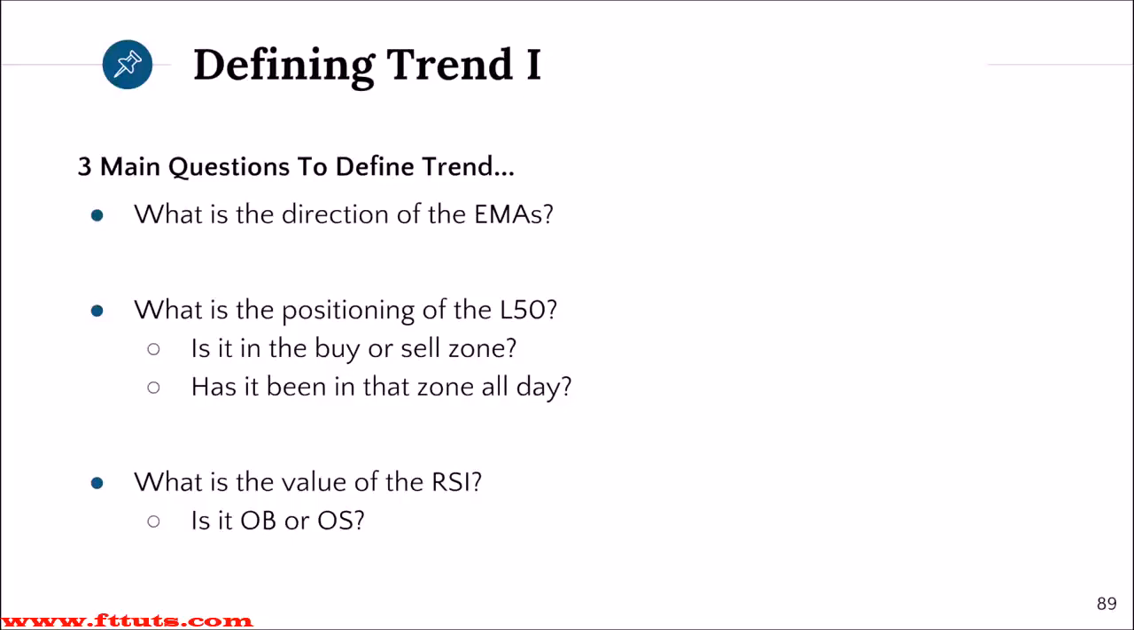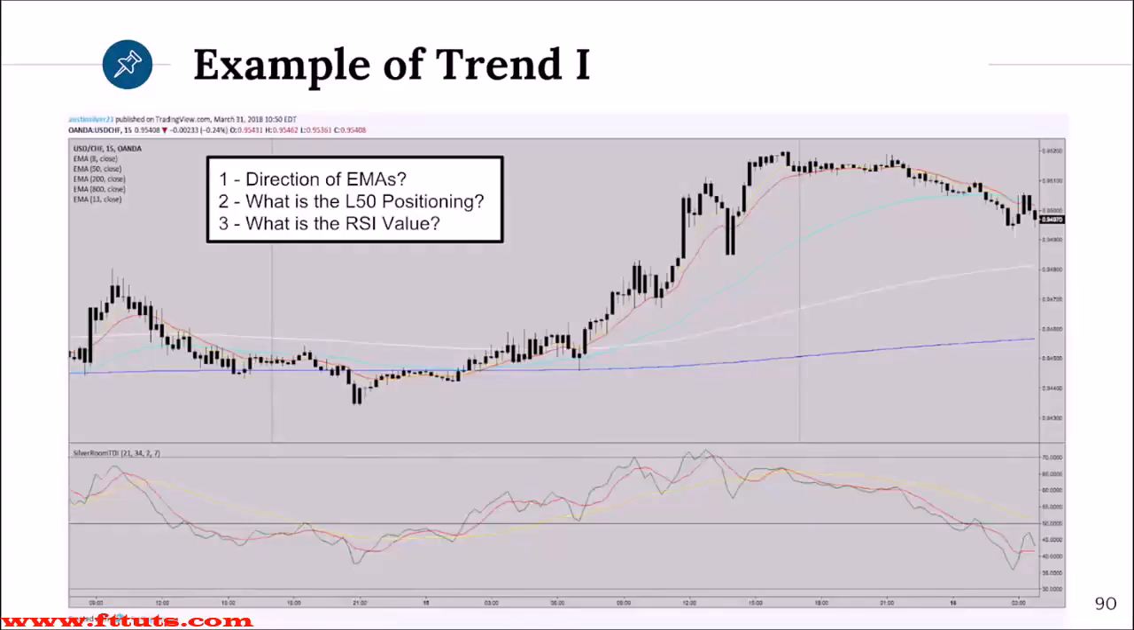The direction of the EMAs, we're going to talk about it. The positioning of the liquid 50, we're going to go into that a lot. And we're going to go into the value of the RSI, being overbought, oversold, or being tradable. So right here, let's start with example number one. In this example, we're going to ask ourselves the three questions.